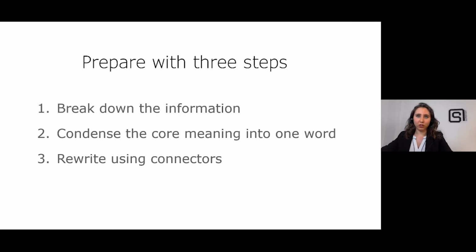First, break down the information, which means divide your text into smaller sentences. Start by focusing on the macrostructure, and then, only then, on the microstructure, which means on the details. Please never forget the logical links between paragraphs. Second, you can start by condensing the core meaning into a word or a symbol or a number, just like in consecutive interpreting, just like in note-taking. And finally, rewrite using connectors, using links between the different paragraphs.